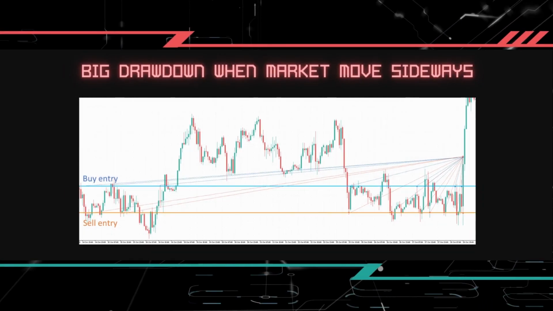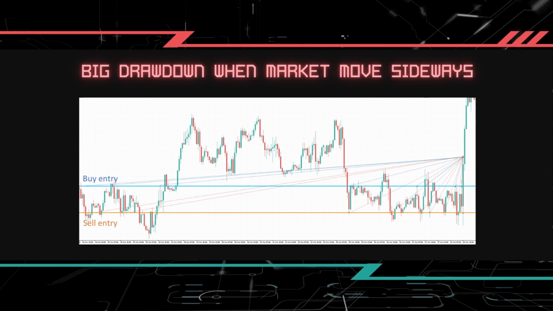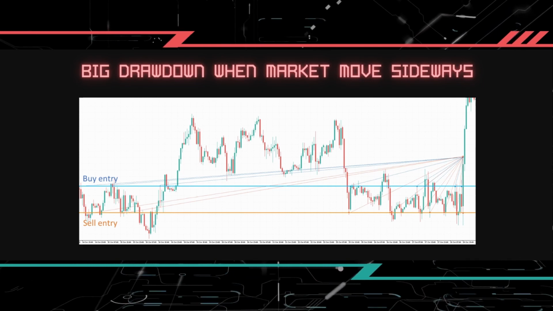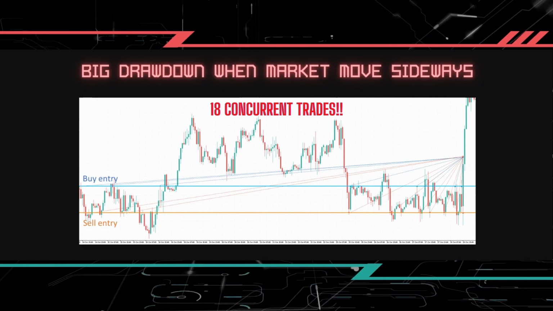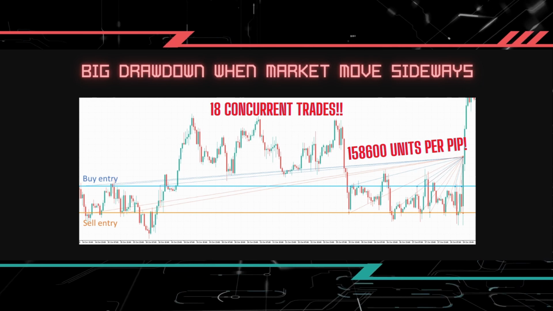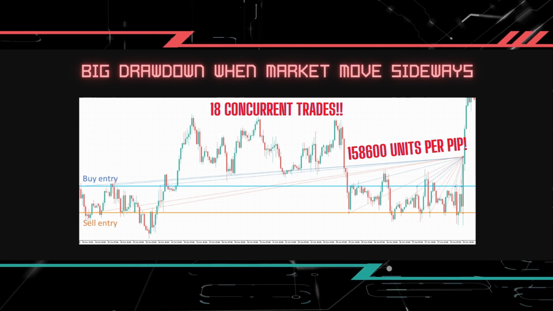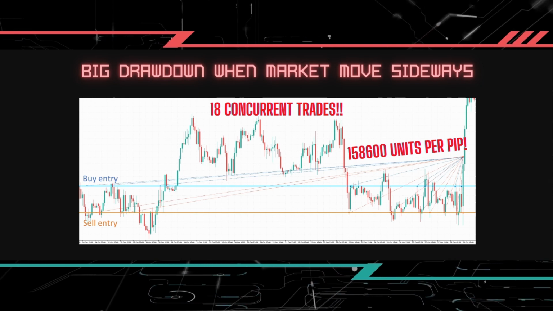This is the chart that has many sideways movement. You can see that there were many open trades and each of them were higher lot size than before. There were a total of 18 concurrent trades and the highest lot size used was 158.6. This would mean that each pip is trading at $158.60. No wonder the account can be wiped out so easily.